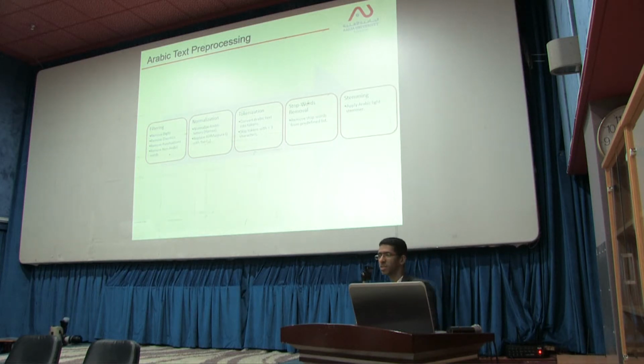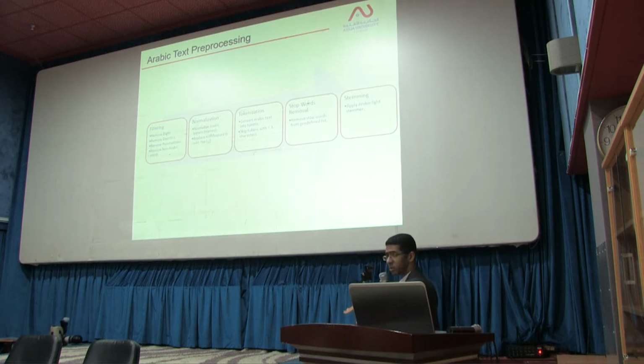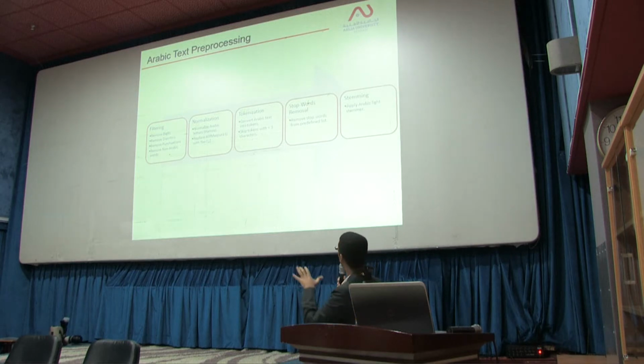If it's two characters, these are prepositions or other forms of words that are not necessary in classification. Stop words removal: we apply this to remove some Arabic words that may reduce the accuracy of the classifier. For example, in English we have "and" and "or", but in Arabic we have "wa", "min", "ila".